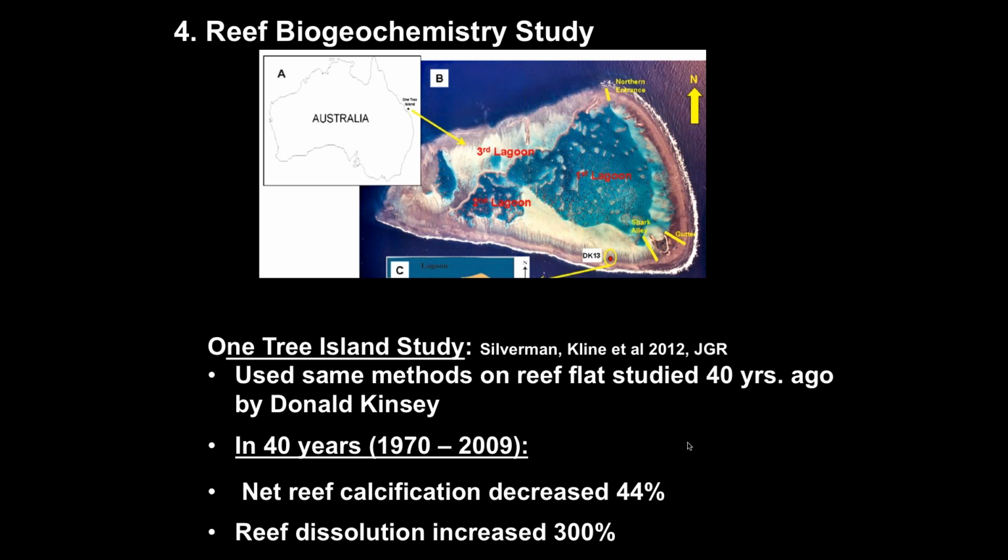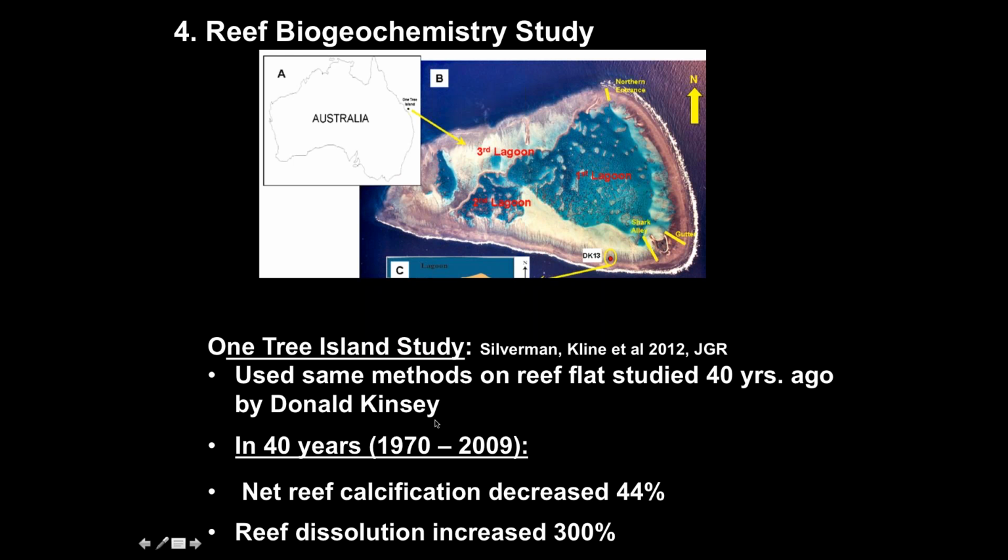Moving on from the FO study, I'm going to briefly talk about some reef biogeochemistry studies. The study I'm going to talk about now is a study that we did at One Tree Island with Jack Silverman and a series of collaborators from Israel. This study was led by Jack Silverman, and I was lucky enough to be part of it. One Tree Island is a reef system just next to Heron Island. It's a reef ecosystem that has been studied extensively for a long time.